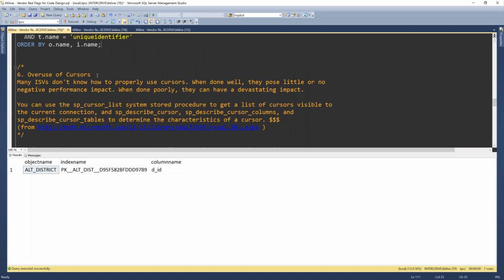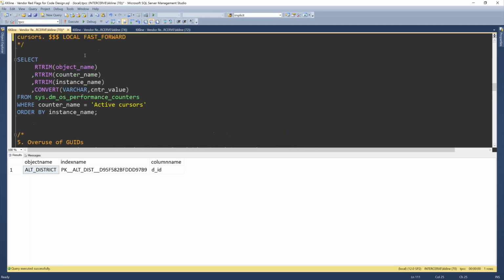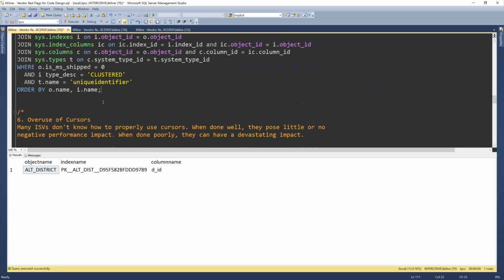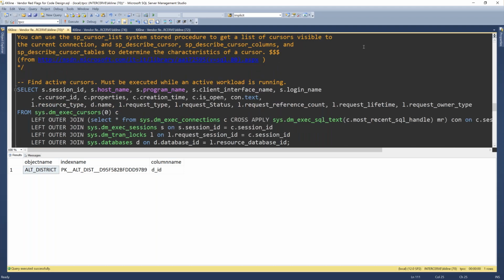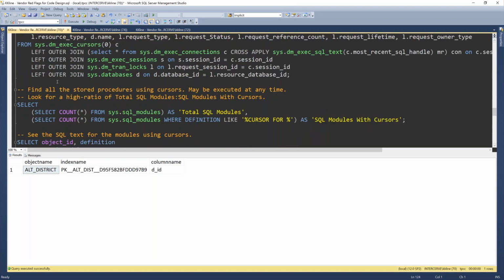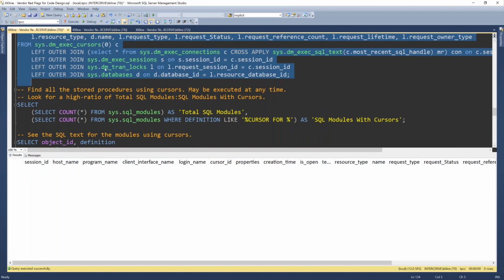Overuse of cursors. Again, up above we were looking to see if we had a lot of active cursors. Now this is going to take a look through the cache, and actually, sorry, this one is a different bit of code that will find active cursors, but it looks for it in a different way. Take a look at that. And again, I don't have anything.